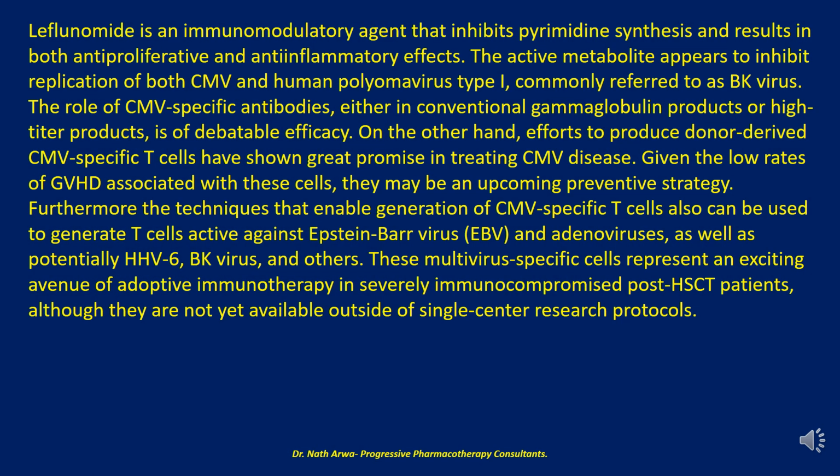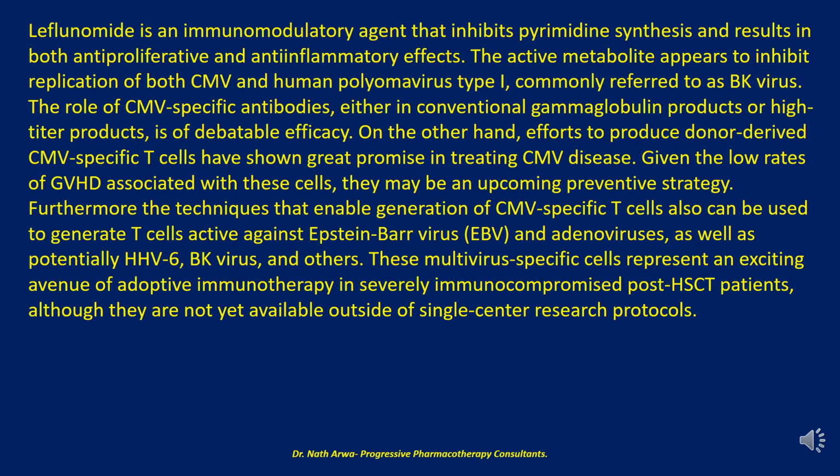Leflunomide is an immunomodulatory agent that inhibits pyrimidine synthesis and results in both anti-proliferative and anti-inflammatory effects. The active metabolite appears to inhibit replication of both CMV and human polyomavirus type 1, commonly referred to as BK virus. The role of CMV-specific antibodies, either in conventional gamma-globulin products or high-titer products, is of debatable efficacy.